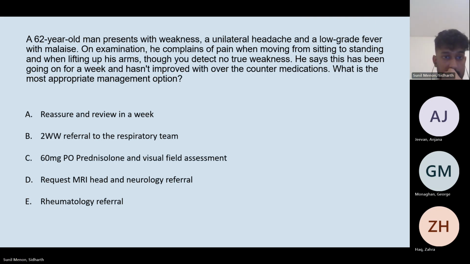So this is something I mentioned earlier, actually. If anybody wants to shout out, go ahead. Weakness, unilateral headache, low-grade fever, pain when moving from sitting to standing, but no true weakness. Kind of mentioned it earlier, but you need some extra information.